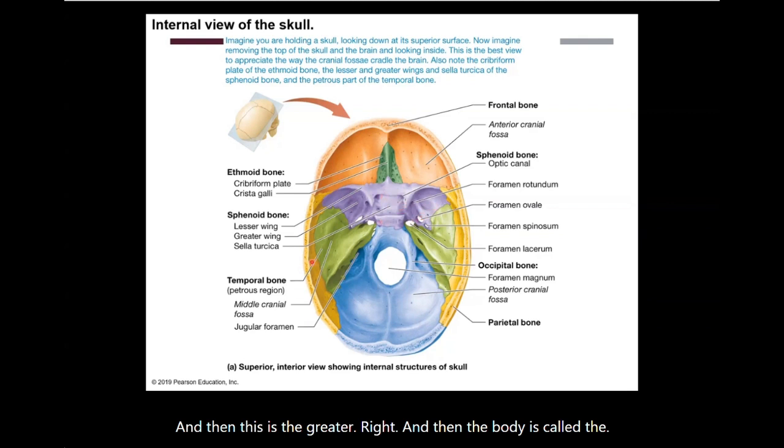And then the body is called the, yes, sella turcica, okay? So we have the lesser wing, we have the greater wing, and then we have the sella turcica. And then up here, we have the ethmoid bone, everyone. And then this middle part of the ethmoid bone right here, it's called the crista galli. What is it called? Crista galli. And then on the sides of the crista galli, it's called the cribriform plate. What is it called? Cribriform plate, okay? All right.